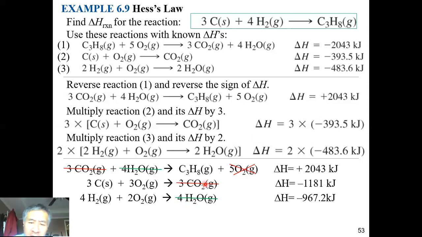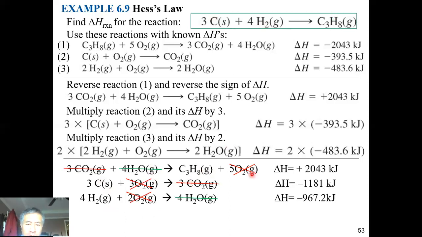On the right side of equation one, we have 5O2. Then we have 3O2 from the second one, equation two, and 2O2 from equation three. That together is also 5O2. Therefore this 5O2 cancels out this 3O2 and this 2O2. I think that's all you can cross out. So what is not crossed out is three carbon, matching that. Then we have four H2 gas, matching that. And the only product that's not cancelled out is this, matching that. So therefore, we checked.